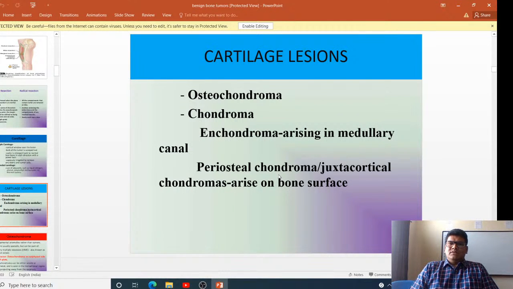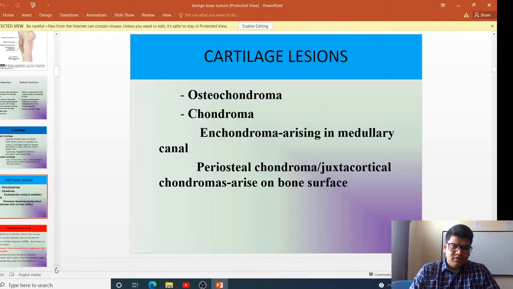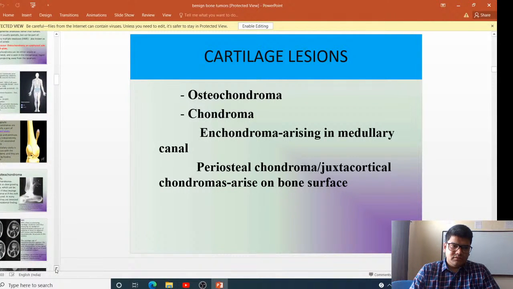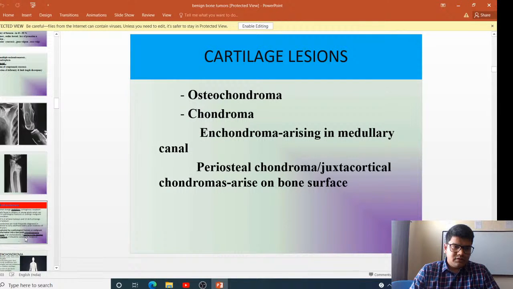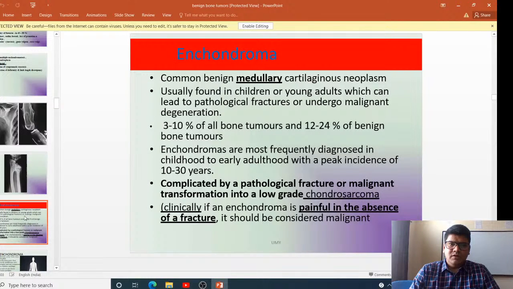Cartilage lesions are osteochondroma, chondroma, enchondroma, and periosteal chondroma. As we have already discussed osteochondroma, now we will proceed to enchondroma. Enchondroma is a common benign medullary cartilaginous neoplasm. Okay, it is most commonly seen in children, 3 to 10% of all bone tumors and 12 to 24% of all benign bone tumors. It is complicated by pathological fracture or malignant transformation into low grade chondrosarcoma.